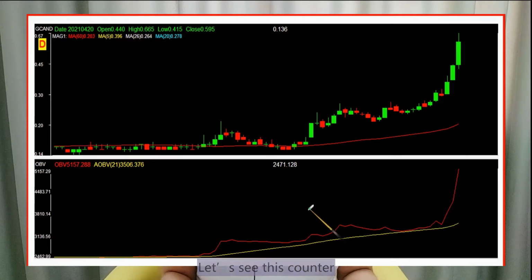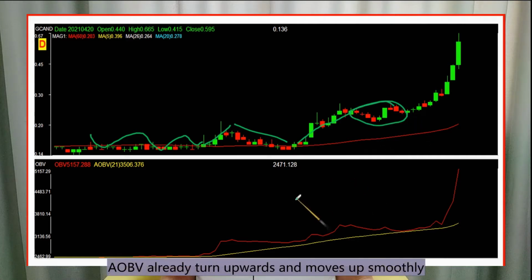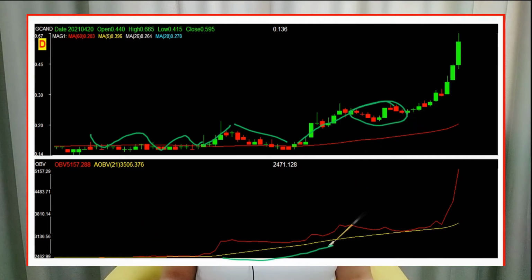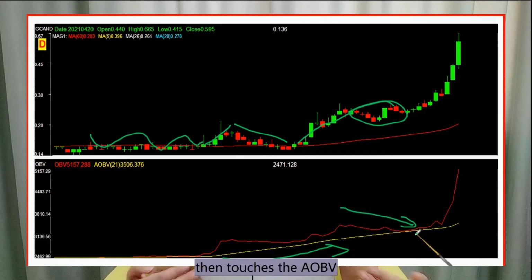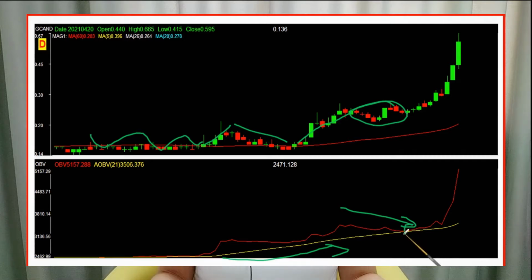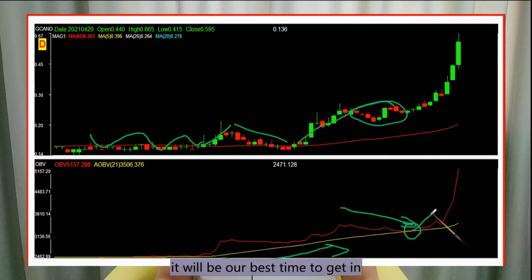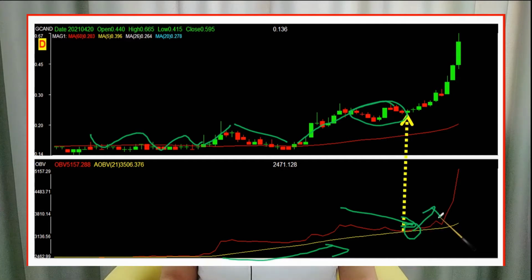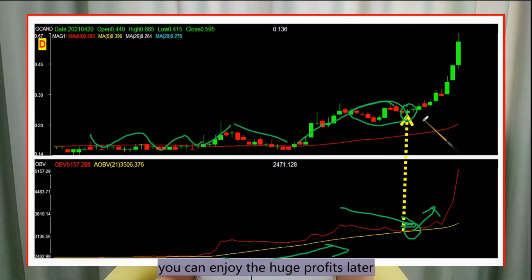Let's see this counter. Price consolidated at the bottom area, then broke out and pulled back. At the same time, AOBV already turned upwards and moves up smoothly. Then OBV also pulled back, and the price retreated and then touched the AOBV. After hitting AOBV and then turning upwards, it will be our best attempt to get in. So, if you find such an opportunity, you can enter the stock boldly. Then you can enjoy the huge profits later.